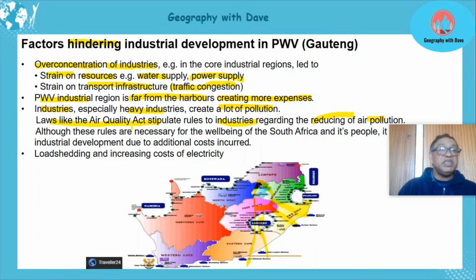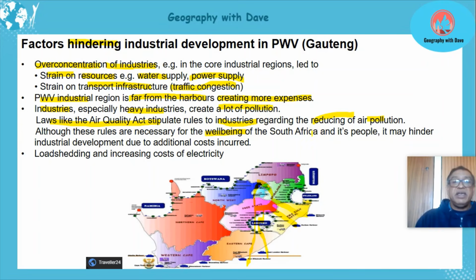So what actually happens here? All right, it's good, these rules. This has been explained before, but I need to bring it into the context of Gauteng. It's good for the well-being of the people.